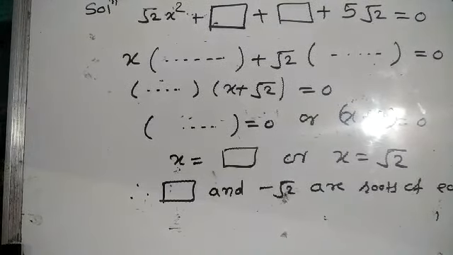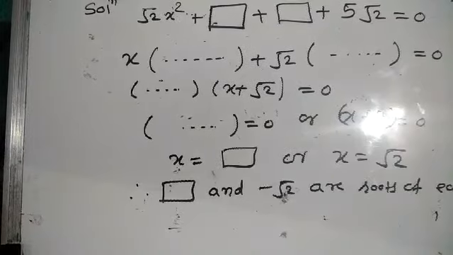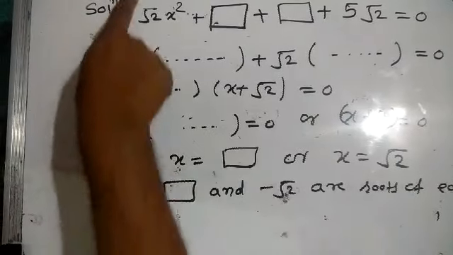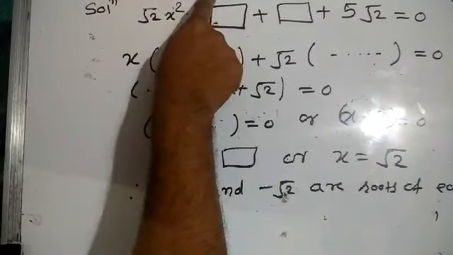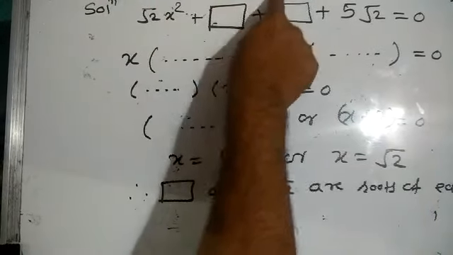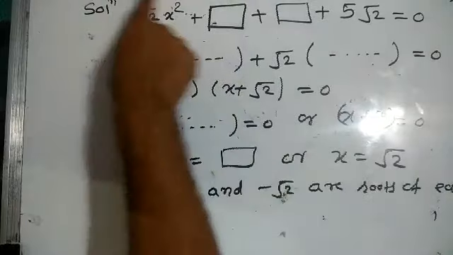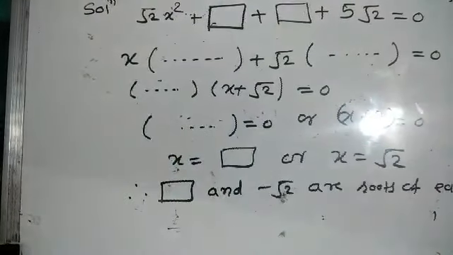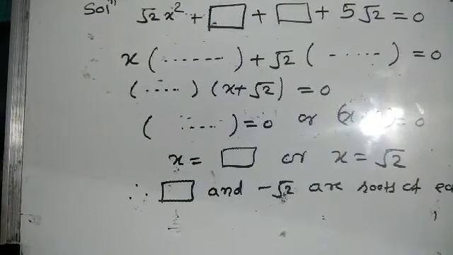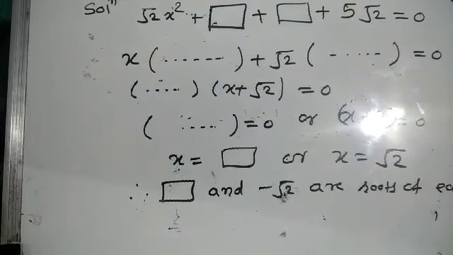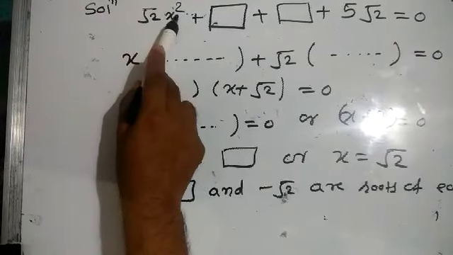The seventh problem is an activity based problem. The equation is given: root 2 x square plus 7x plus 5 root 2 is equal to 0. To find the roots of this equation, complete the activity. This is the seventh problem. This type of problem again comes for 2 marks, sometimes for 3 marks. Here the solution: root 2 x square as it is.